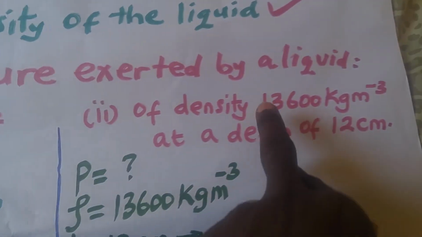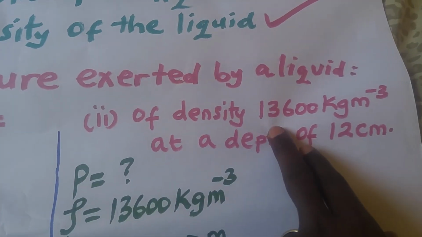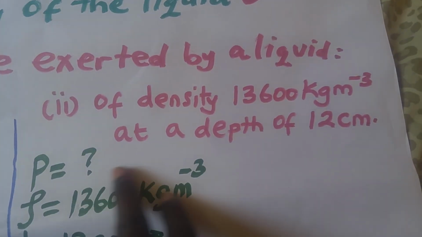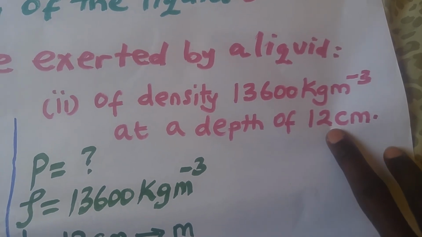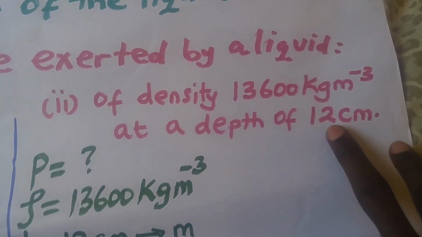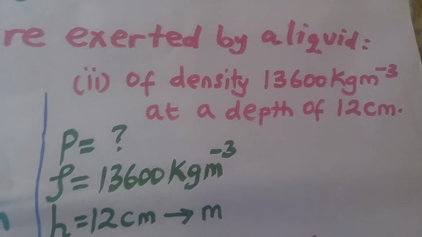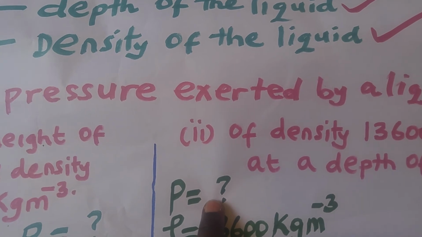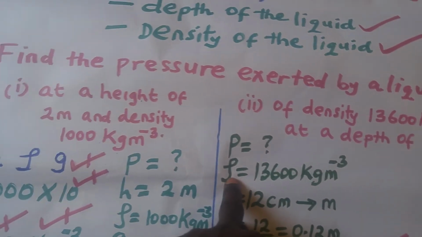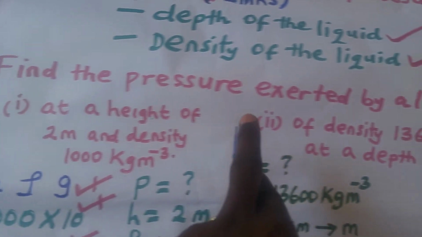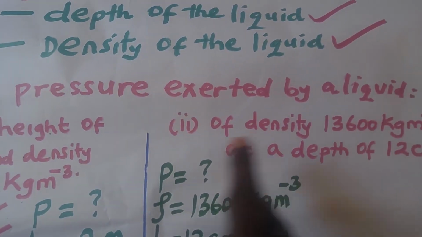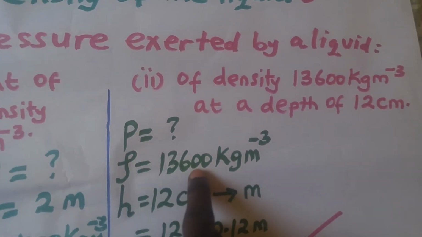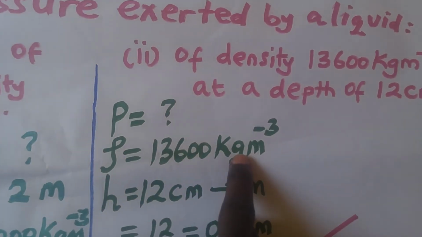We are given the density. Here the density is different. It is 13,600 kilograms per meter cubed. And then the depth is in what? Centimeters. So what do we do? We must change this depth to meters. So we shall say pressure is what the examiner wants. The question is still there: find the pressure exerted by a liquid. In Roman 2, the density is here. So our density rho is 13,600 kilograms per meter cubed.